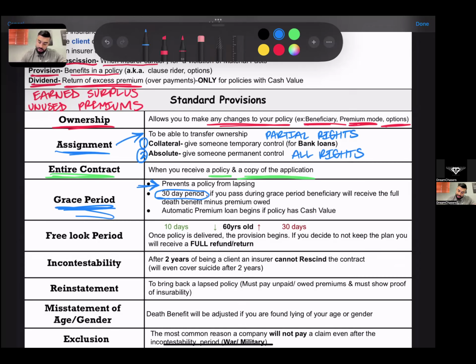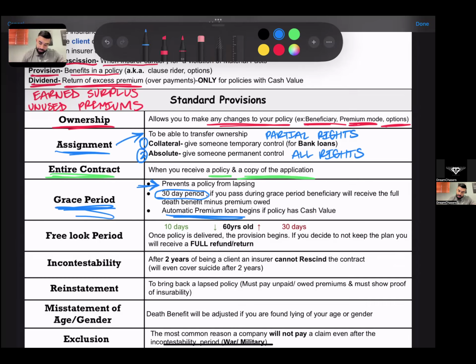Okay. And in a whole life policy, once the grace period ends, the automatic premium loan will kick in, which means that they will automatically take a loan from your cash value to pay the premium. Once that, which is the savings account in a whole life policy, the cash value, gets taken down to zero, that's when the policy lapses.